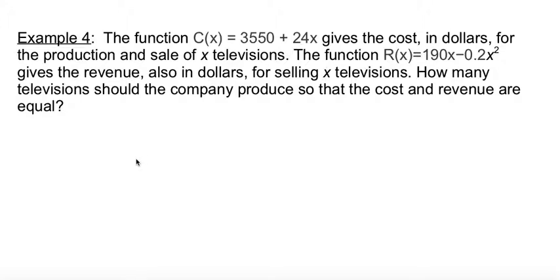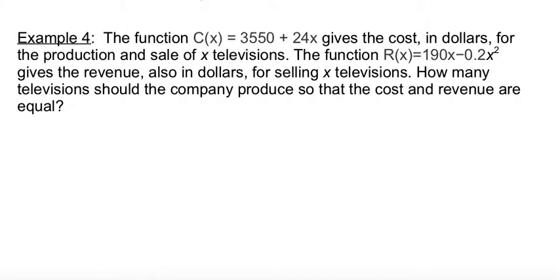So we have another function over here. The function c of x is equal to 3,550 plus 24x and gives the cost in dollars for the production and sale of x televisions. The function r of x equals 190x minus 0.2x squared. It gives the revenue, so that's the amount of money you're bringing in, also in dollars, for selling x televisions. How many televisions should the company produce so that the cost and the revenue are equal?